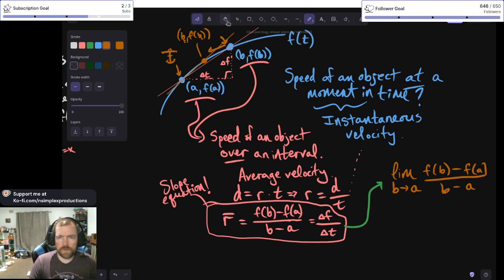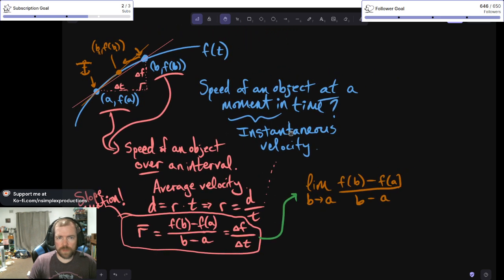Okay, so we were talking about what happens if we start moving point B, comma, f at b, closer to point A, comma, f at a, and our delta f and our delta t start becoming smaller and smaller values, approaching 0 over 0. But at the very least, they become closer and closer to the correct instantaneous slope value at the location a, comma, f at a.